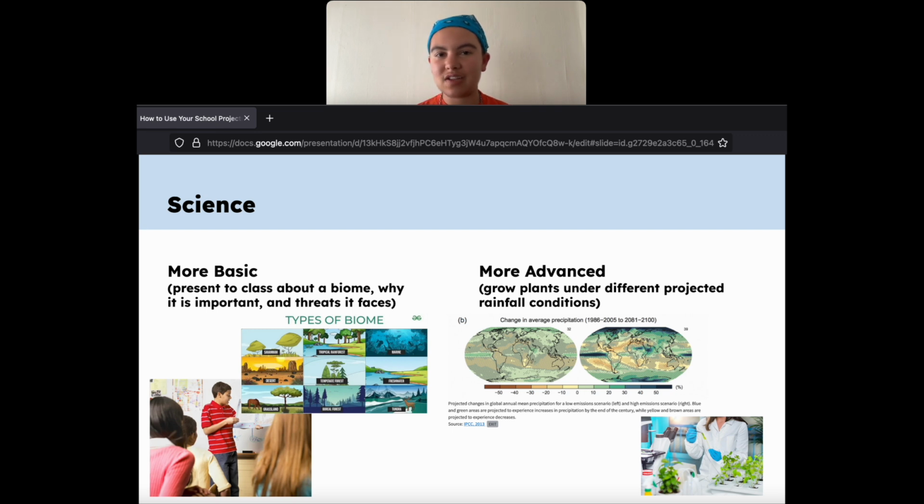But again, there's lots of things to do here. For something more basic, you could present to the class about a biome. That's kind of a project that sometimes people do already. You can say why it's important, but you can also research the types of threats it faces.